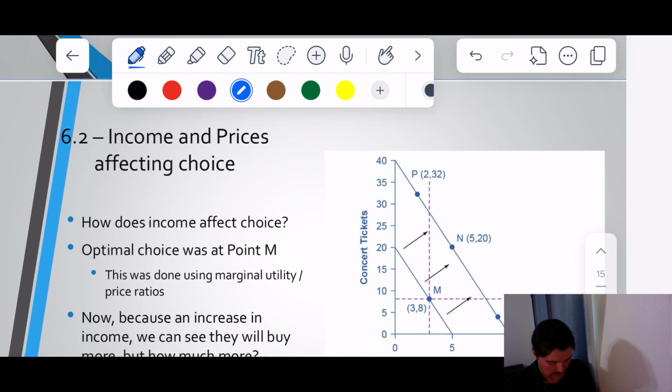So the next thing we'll talk about is how income and prices change your budget constraint.